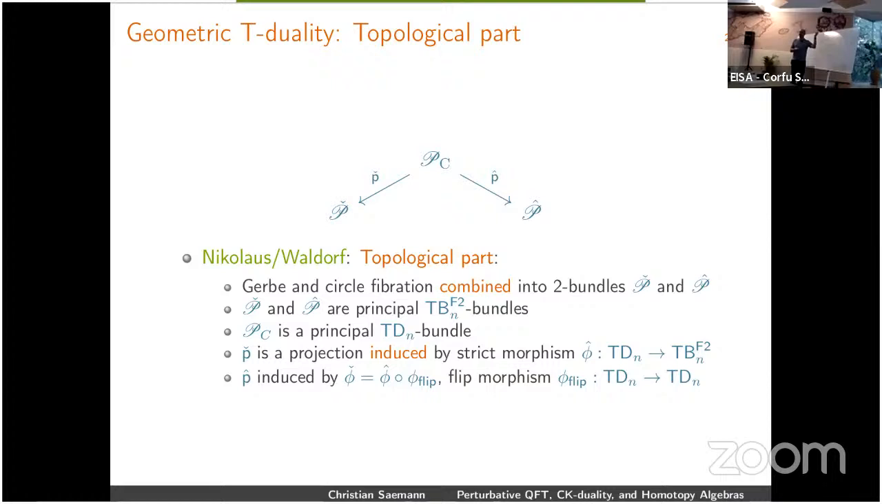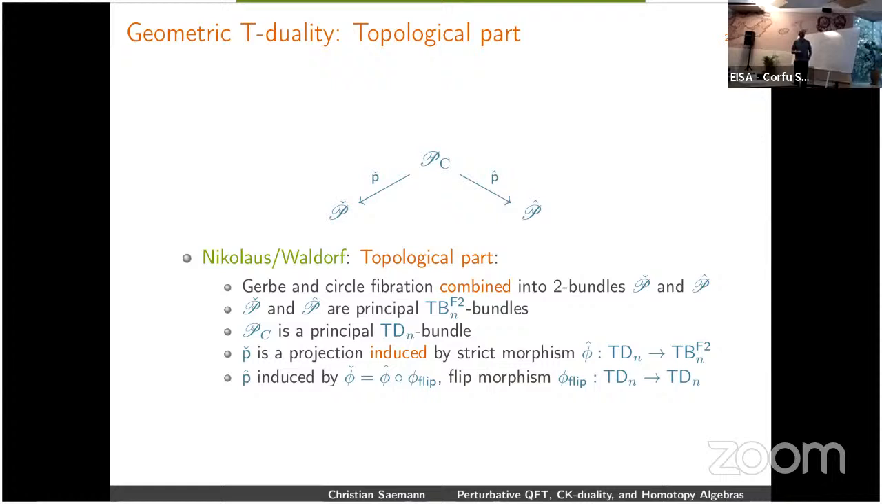And the interesting thing is that this T-duality, so the projection here, is not really something that is induced by that. It is something much more fundamental, because there is actually a map from the gauge group TDN to this other gauge group, or higher gauge group, TBF2N, and it is this map that induces the T-duality map on the bundles, right? So T-duality happens here at the level of the higher gauge groups for these higher bundles. Right? And it induces that. Moreover, the projections are like this, and the flip that incorporates T-duality is a map from TDN to TDN, and then you compose it with this. So you get, just from the maps between these two groups, you get automatically the structure essentially for free.